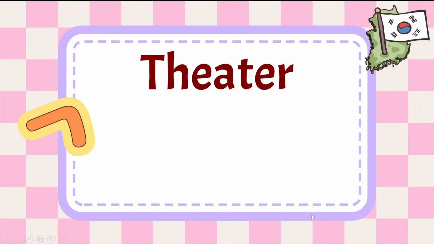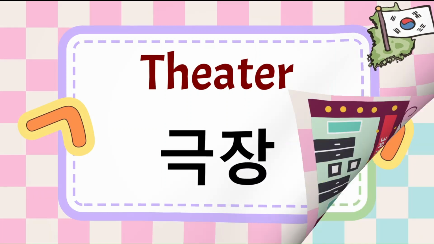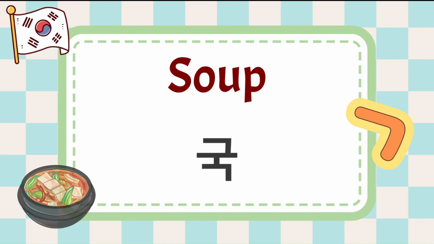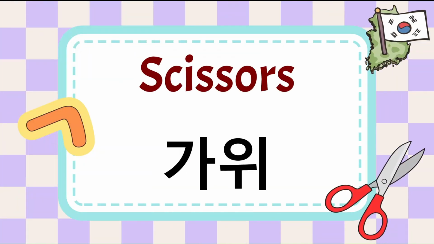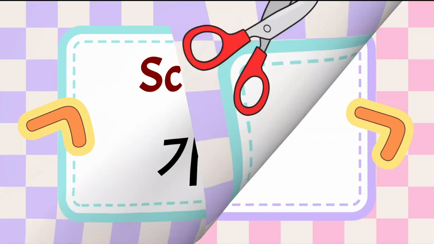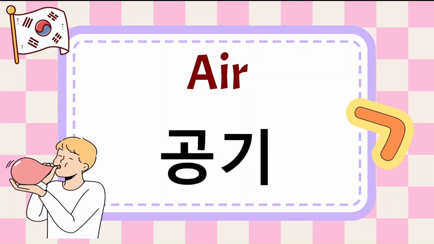Next is the word theater. 극장, 극장. Next comes the Korean word for soup. 국, 국. It is very easy. Soup is a traditional dish in Korean culture. Okay? Next comes scissors. In Korean it is 가위, 가위. Air, 공기, 공기.